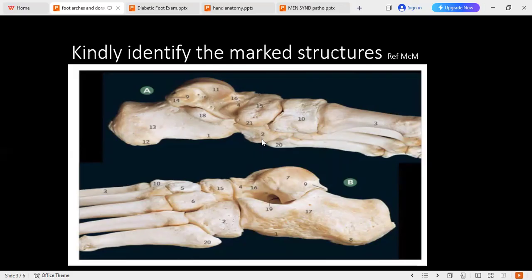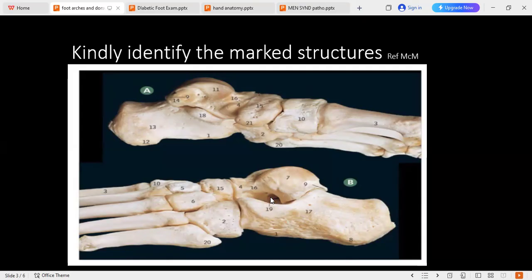If you could identify two, please. I think it is the first medial cuneiform. Cuboid. Sorry, right? Okay, if you could identify number 12. It's the medial process of calcaneum. Yes, medial process of calcaneum.